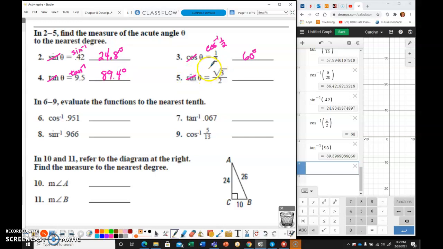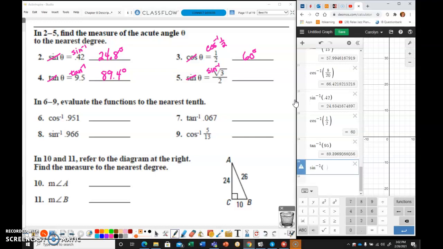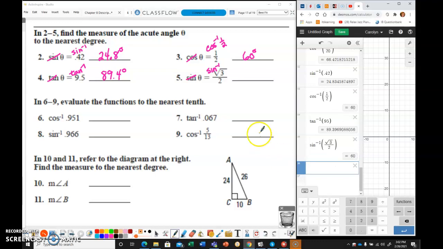Sine, I'm going to do the inverse sine. Now this is going to be a little ugly to enter, but it shouldn't be an issue. You'll be seeing this a lot when we get to the unit circle. So the inverse sine of the square root of 3. I have to press the arrow once to the right to get out of the square root before I put division. And then I have the 2. That also gets me 60 degrees. This one says to the nearest degree, so I should go back and fix these. This should be 25 degrees, this should be 89 degrees, and the other two are fine.